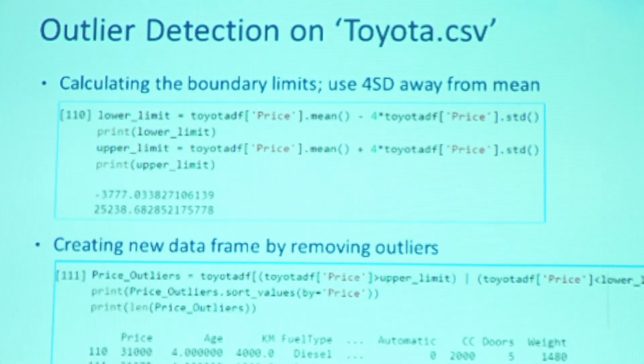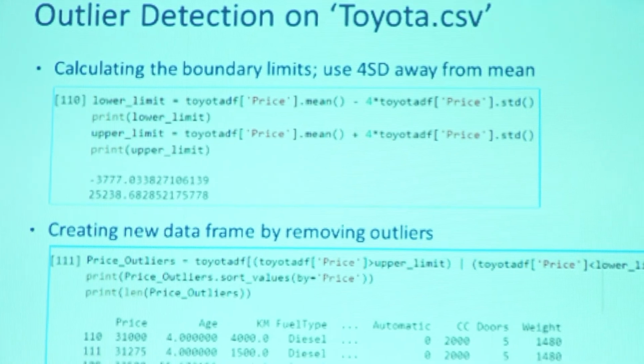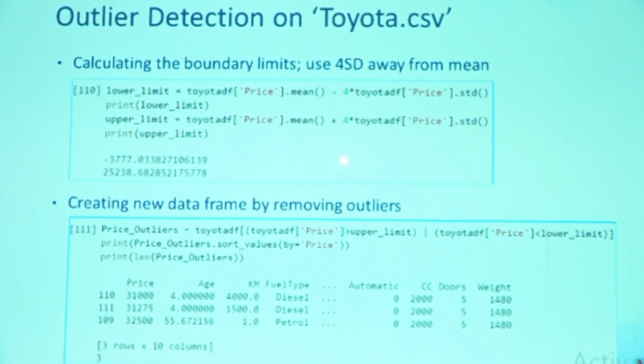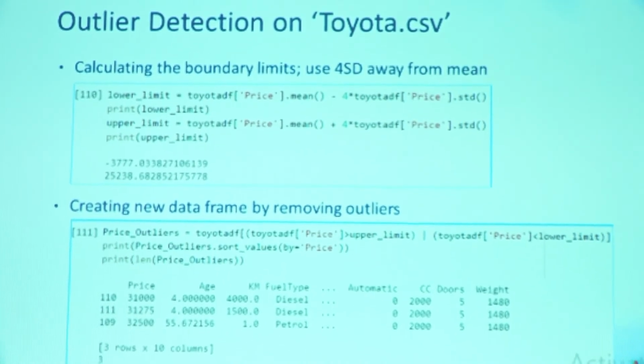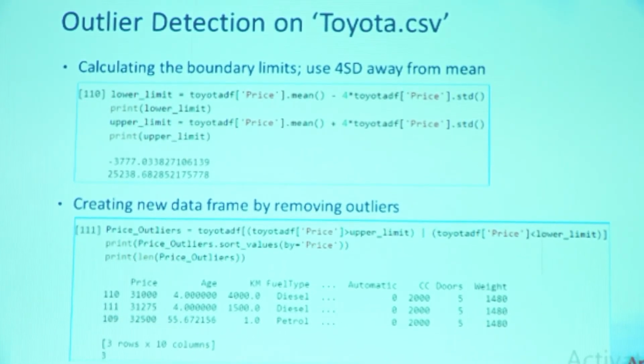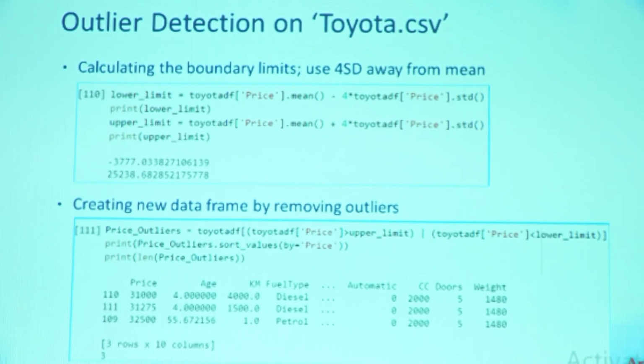There I took 2 in that small data frame. Here I am taking 4. So it is again user specific what you are using there. If you are not finding enough outliers here, reduce it. Make it 3. Then try to detect outliers. Okay? So here I am taking 4 and upper limit is this.